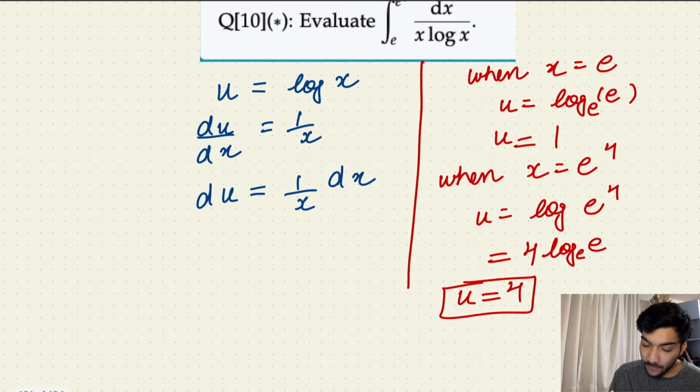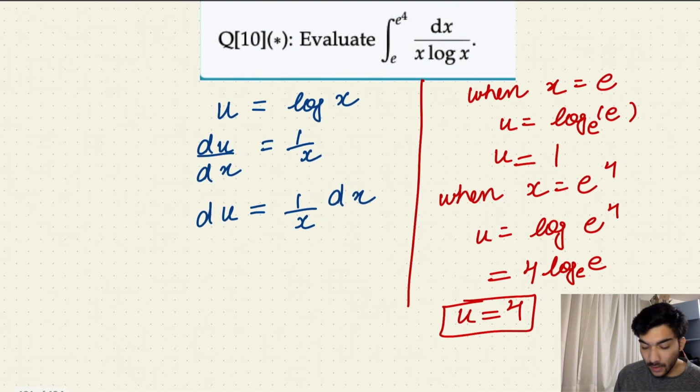So now we have changed our endpoints in terms of u. The lower endpoint has now become u equals 1. The upper endpoint is u equals 4 in this case. So now let's do all those substitutions.